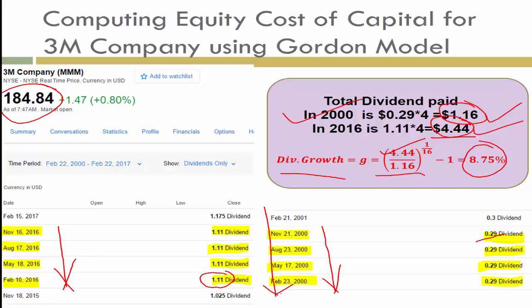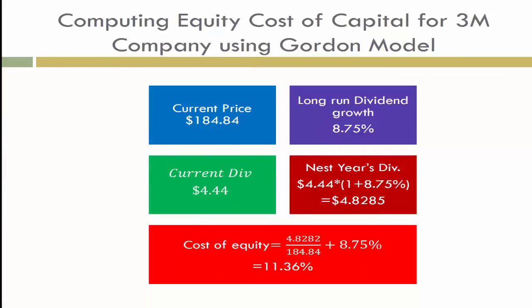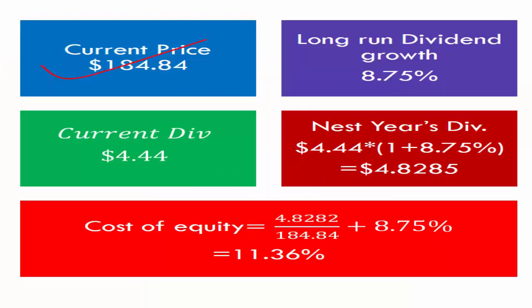So if you have that information, now how can you calculate the equity cost of capital based on this Gordon model? Now I have relisted here some of the information: current price, long run dividend growth, current dividend, and next year dividend, because we need that next year dividend to compute the cost of equity. And how do you calculate next year's dividend? It's simply the current year dividend times 1 plus the growth rate of dividend, right? And that gives us $4.8285. That is the dividend for the next year.